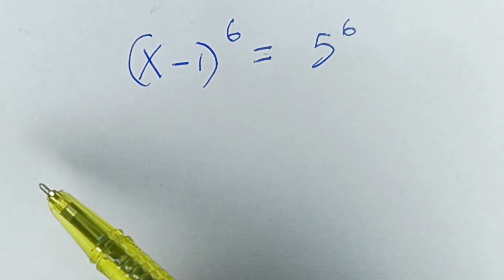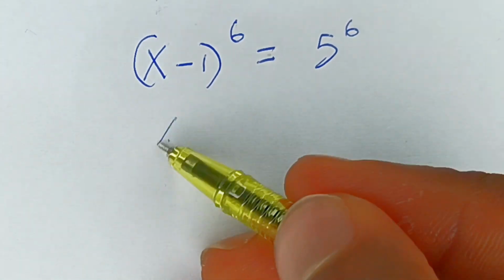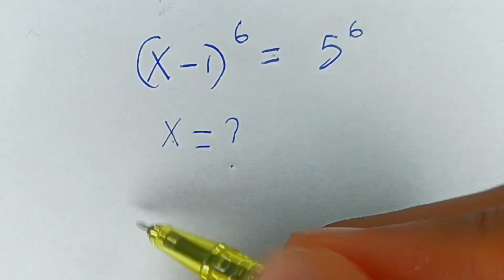Let's solve this question together. It says (x − 1)^6 = 5^6. You're required to solve for x in this question. Okay. Now the first thing we can do here is to collect like terms.